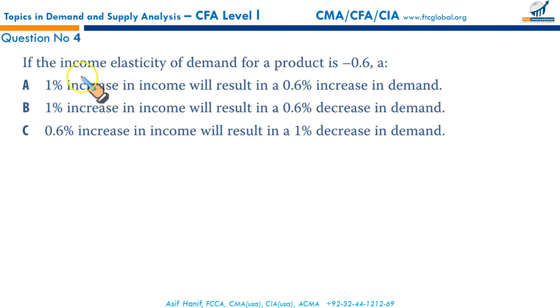Question number 4. If the income elasticity of demand for a product is -0.6, irrespective of the options given, we can just interpret it ourselves. What does it mean? If the income increases by 1%, the quantity demanded for that particular product will fall by 0.6%. Or, put it this way, if the income increases by 10%, the quantity demanded will fall by 10 times 0.6, that is 6%.